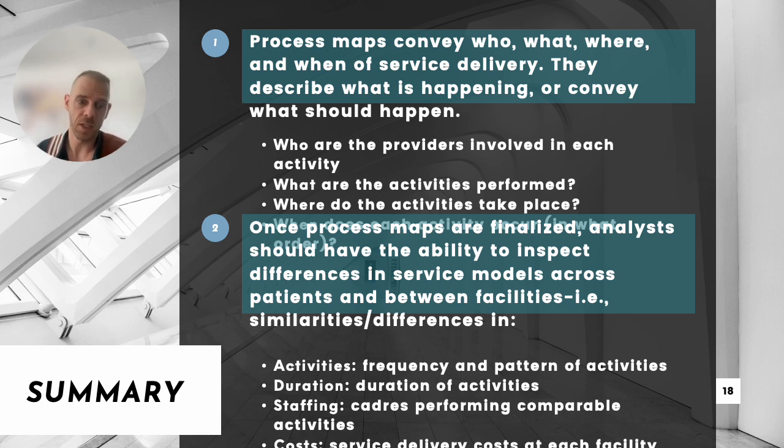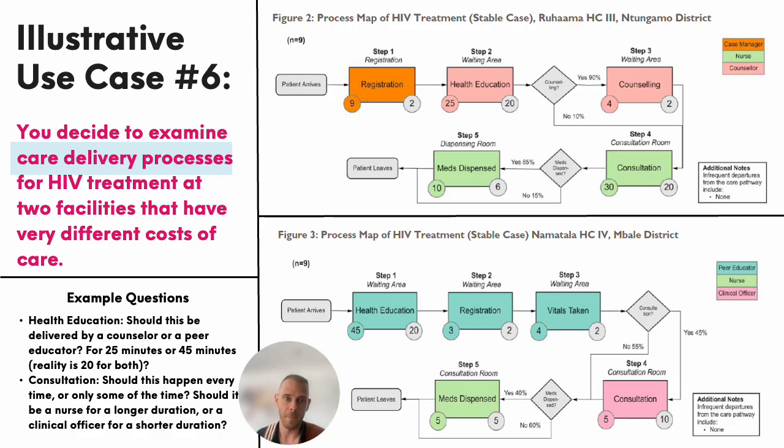So let's look at a couple examples together. So the first is illustrative use case 6 here. So you decide to examine care delivery processes for HIV treatment, ART, at two facilities that have very different costs of care.